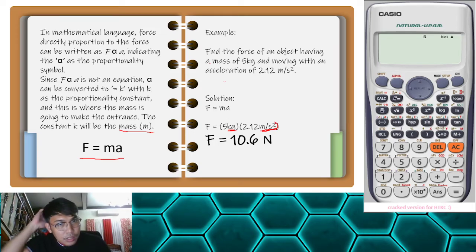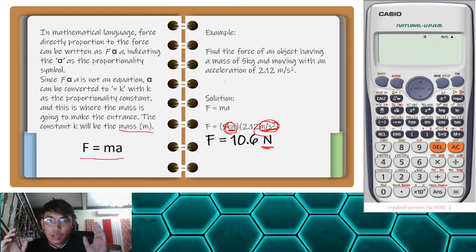So the unit of mass is the kilogram, and the unit of acceleration is meters per second squared. When you combine these two, we will have a unit of Newton. So the unit of force is the Newton, through the combination of kilograms and meters per second squared.